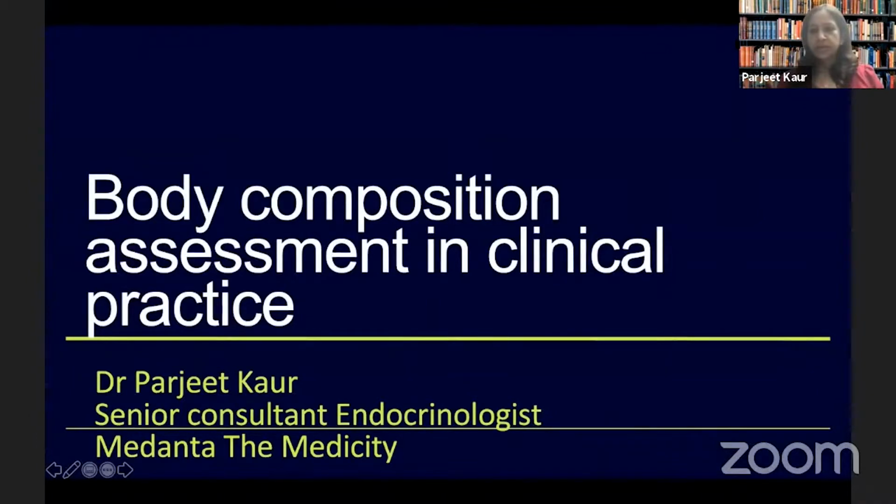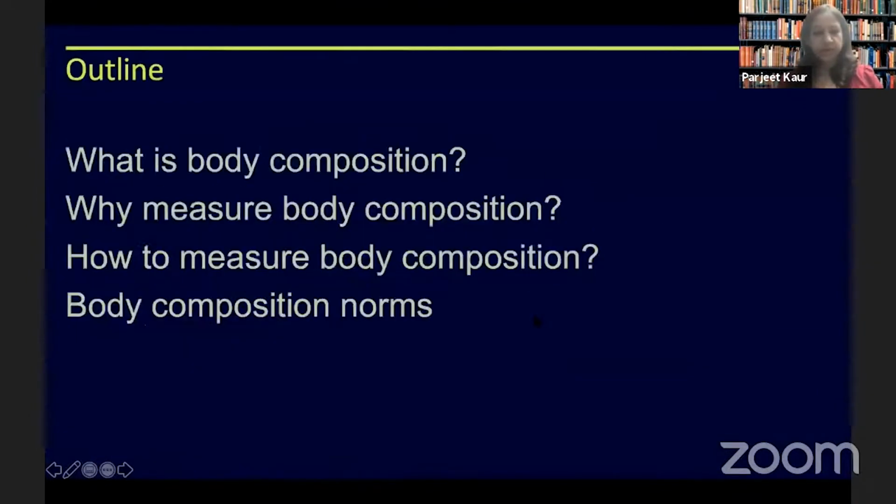So I'll be basically covering this topic by answering these following questions. What is body composition? Why should we measure body composition? How to measure it? And what are the body composition norms?